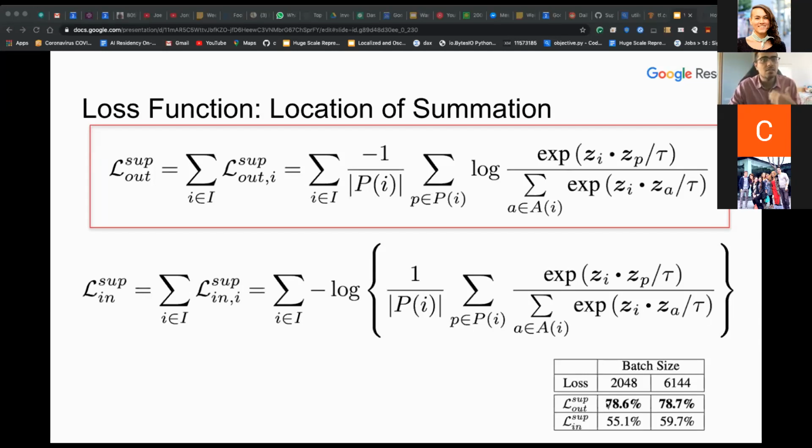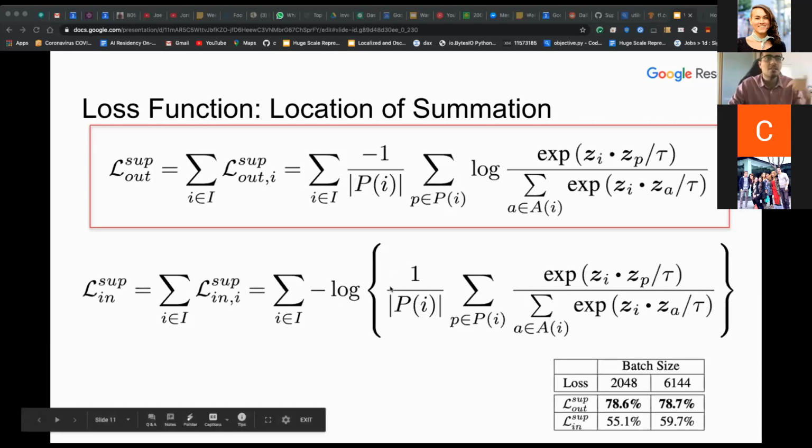The insight there basically is something like this: when you have it outside, a given positive which is very far away from the anchor has an equal contribution in the gradient as a positive which is very close to the anchor, right? But that is not true for when the summation is inside the log.